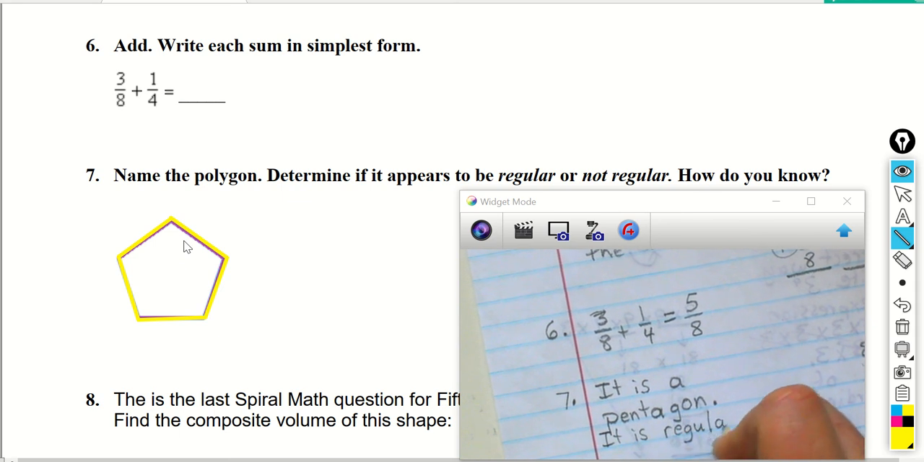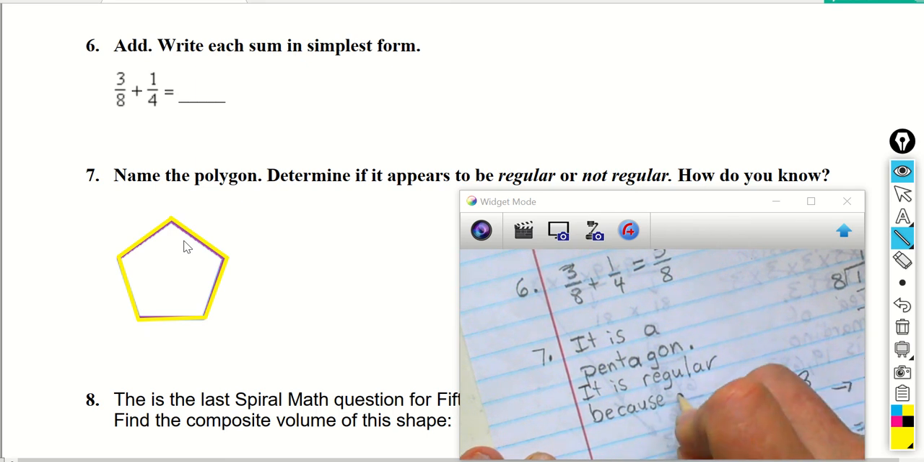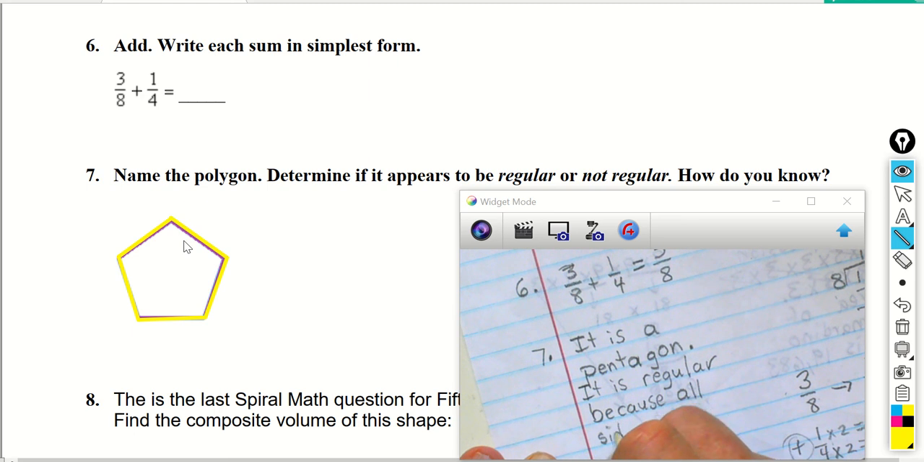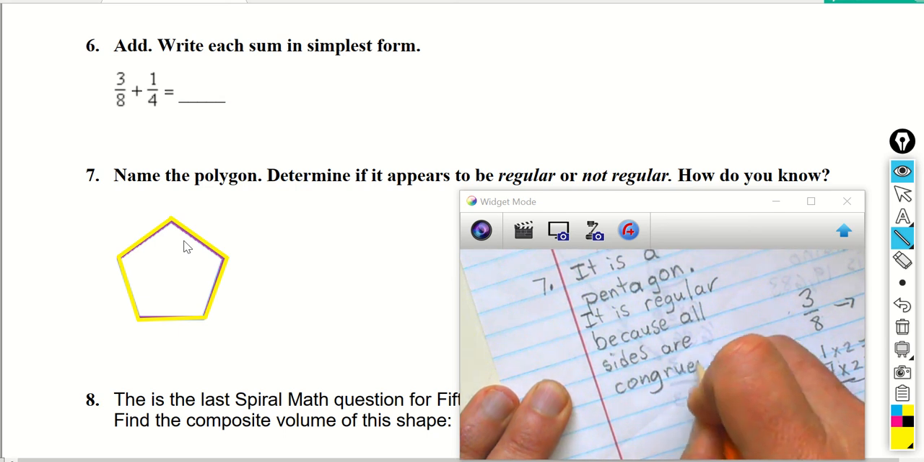And it's also asking me, how do I know? I'll say it is regular because, and I'll use the fancy word congruent, because all sides are congruent, all equal, all the same.